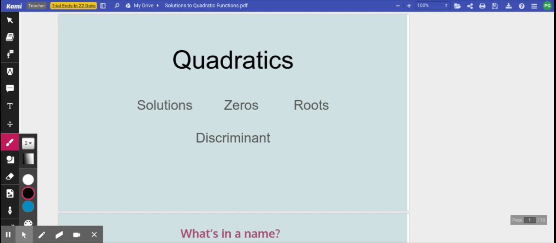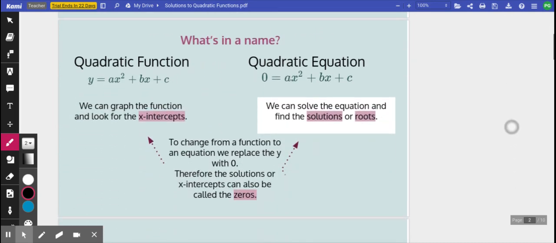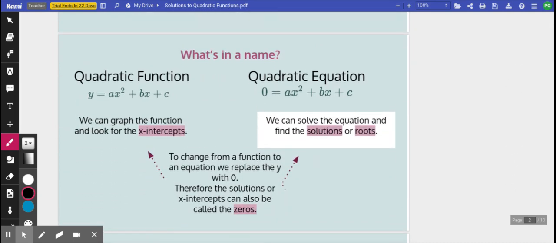Today I'm going to talk about quadratics and how we can use a graph, or more specifically, the quadratic part of the quadratic formula to determine how many solutions a quadratic has. First, I want to explain something.